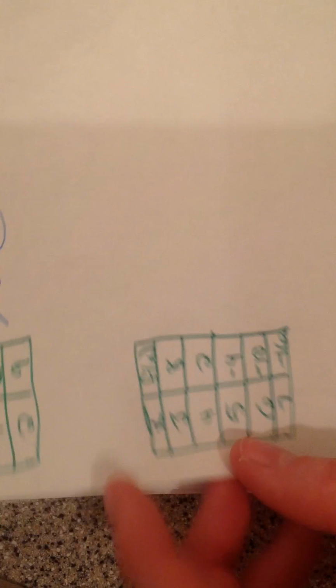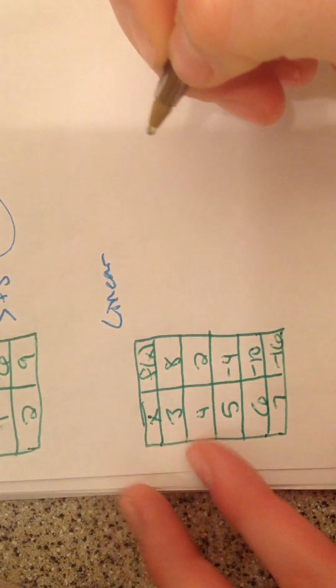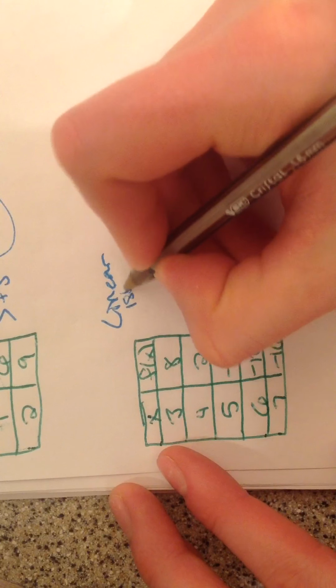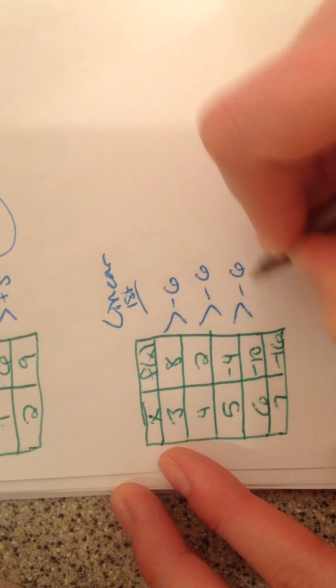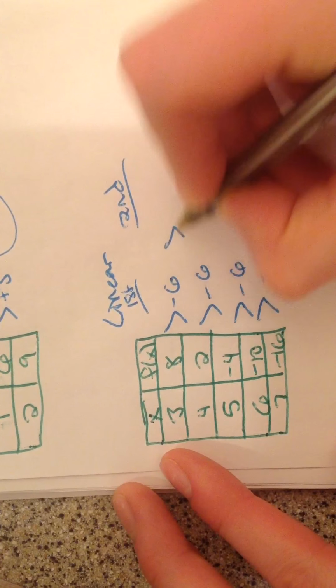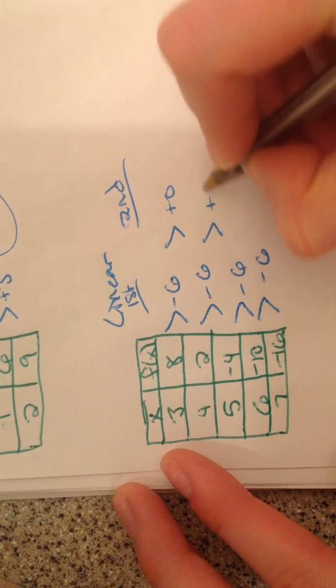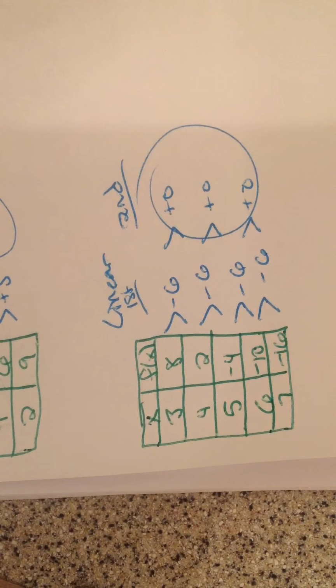The third one I want to show you is, we know this is linear from our other video. First difference would be subtract 6, subtract 6, subtract 6, subtract 6. Our second difference, though, would be adding 0, adding 0, adding 0. This will always happen in linear.